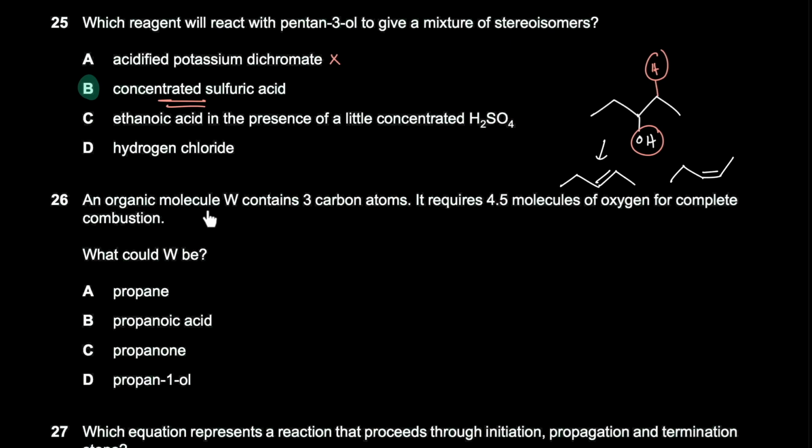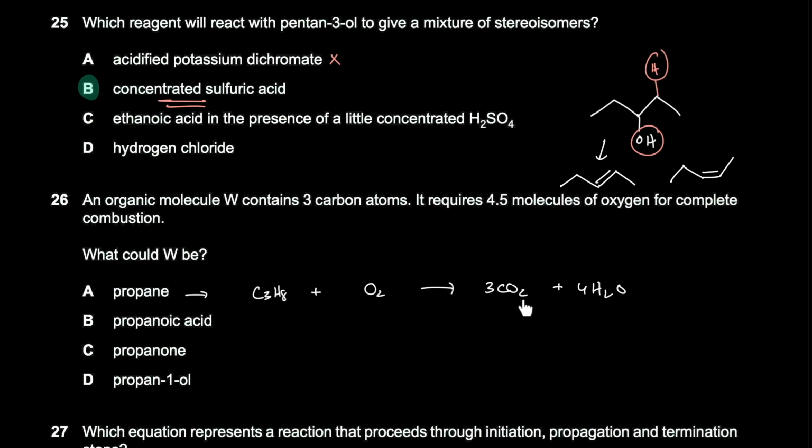An organic molecule W contains 3 carbon atoms. It requires 4.5 moles of oxygen for complete combustion. What could W be? So if we start with propane, we have C3H8, that's an alkane. We react with oxygen, we get 3CO2 and 4H2O, because we have 3 carbons here and we have 8 hydrogens.